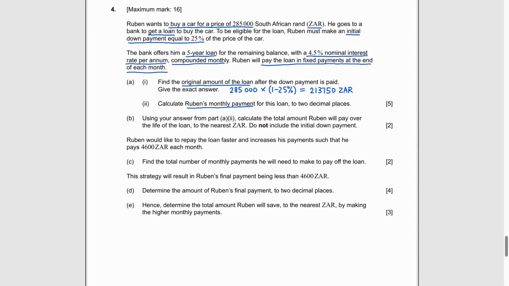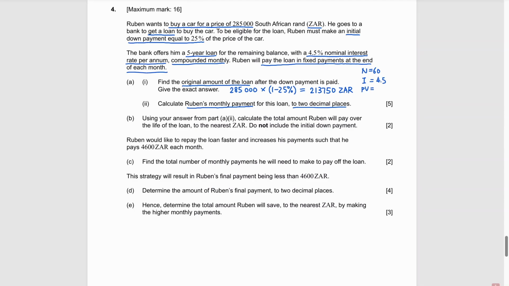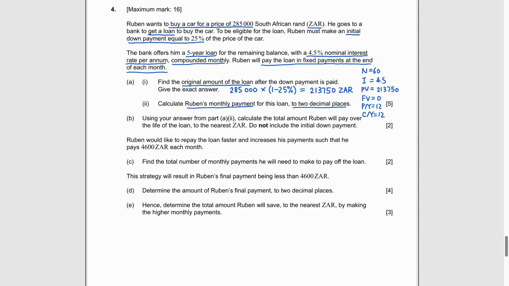Next, we find the monthly payment correct to 2 decimal places. We input the following into the financial calculator. N equals 60, I 4.5, PV 213750, FV 0, PY 12 and CY 12. The monthly payment PMT is 3984.95.